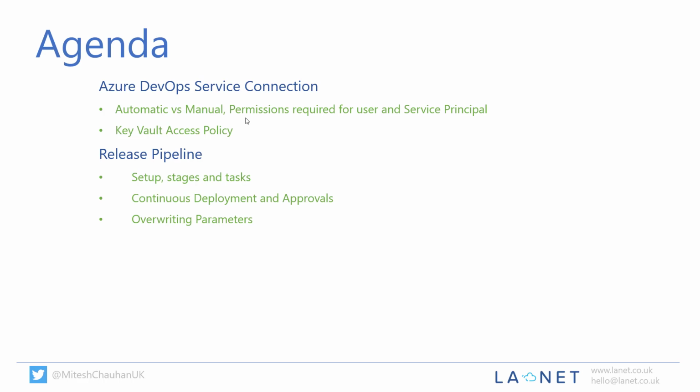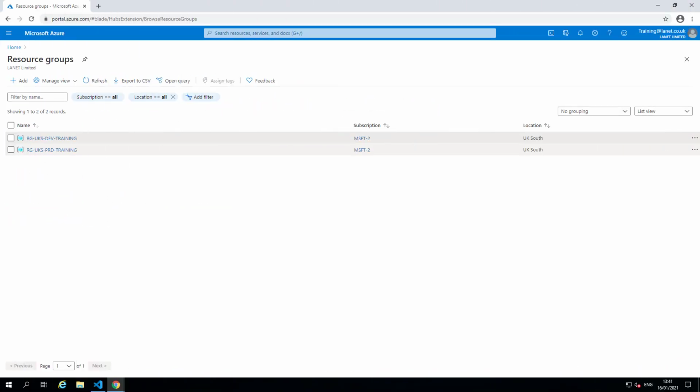release pipelines and how we set those up, look at staging, tasks, also the precedence and things like continuous deployment. We'll see that in action. How do we add approvals, and also overwriting parameters from our parameter files. So let's take a quick look at the environment.